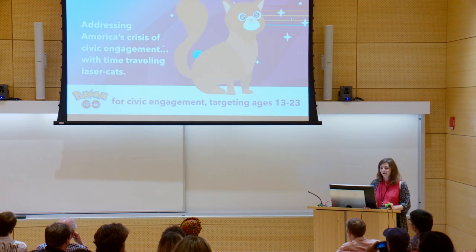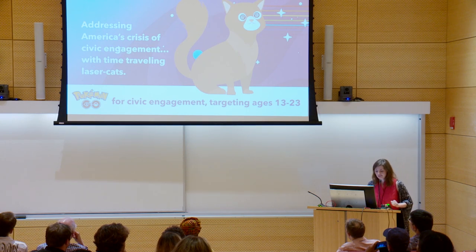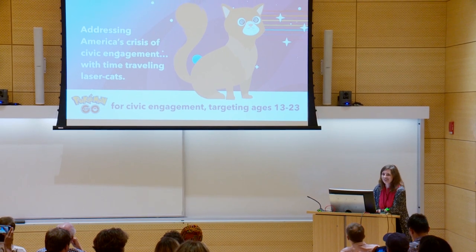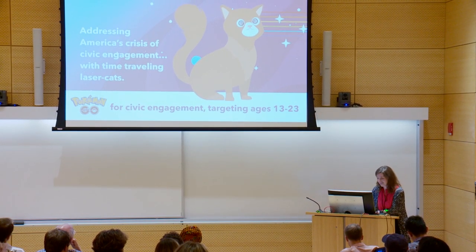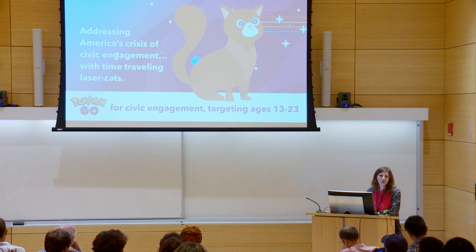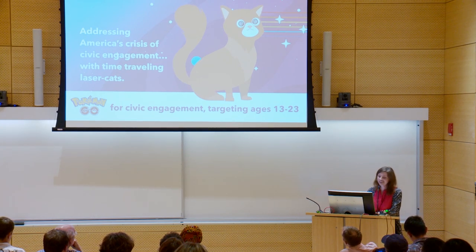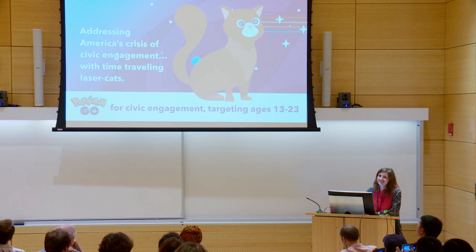So, addressing America's crisis of civic engagement with time-traveling laser cats was the solution that I came to, at least for this summer. So basically I'm thinking, how do we take an idea like Pokemon Go and create a civic engagement game for people ages 13 to 23? It's open to anybody over the age of 13, that's just kind of been the target.